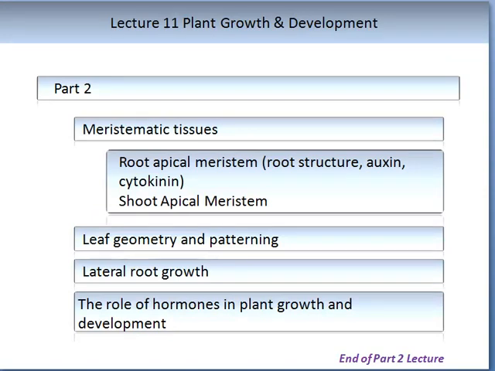And that brings us to the end of the topic of plant growth and development. In part 2, you have understood now about meristematic tissues, root apical and shoot apical meristems. You've understood about how leaf shapes come about and the patterns of leaves. You have an idea about lateral root growth, and, importantly, you understand about the role of hormones in plant growth and development, the two important being auxin and cytokinin. This is the end of part 2.